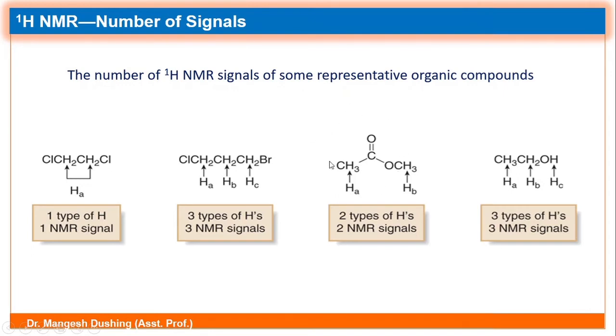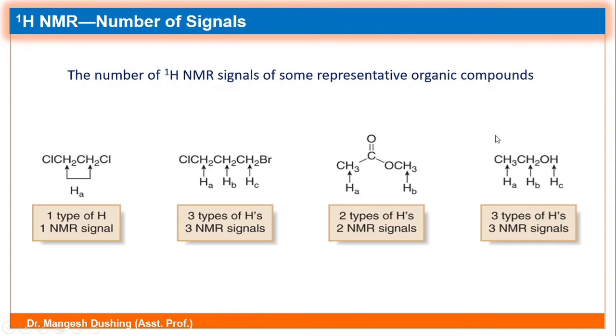Now this is methyl acetate. So in methyl acetate, this CH3 is attached to the carbonyl group, while this CH3 is attached to the oxygen. So the chemical environment is different. One is attached to the carbonyl group, while this one is attached to the oxygen. So these are two types of protons, HA, HB. So two types of protons give us 2 NMR signals in the NMR spectrum.